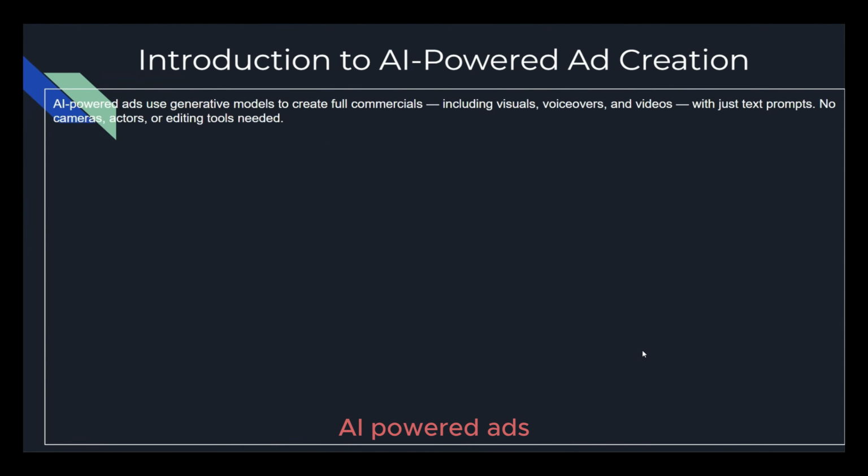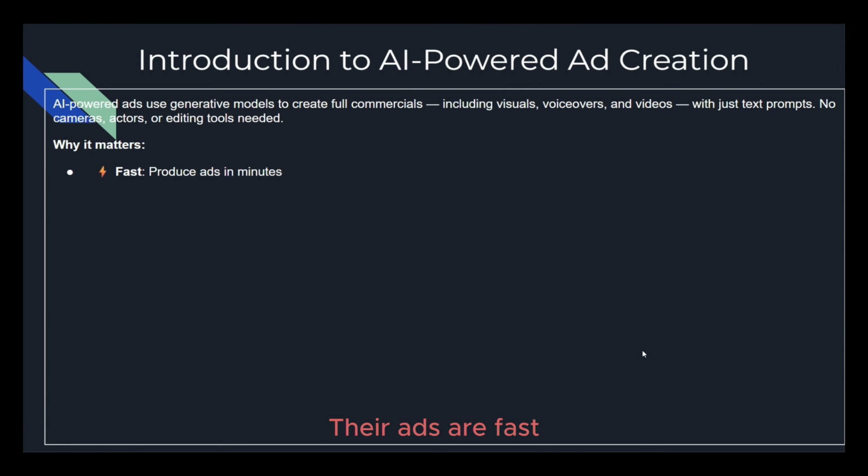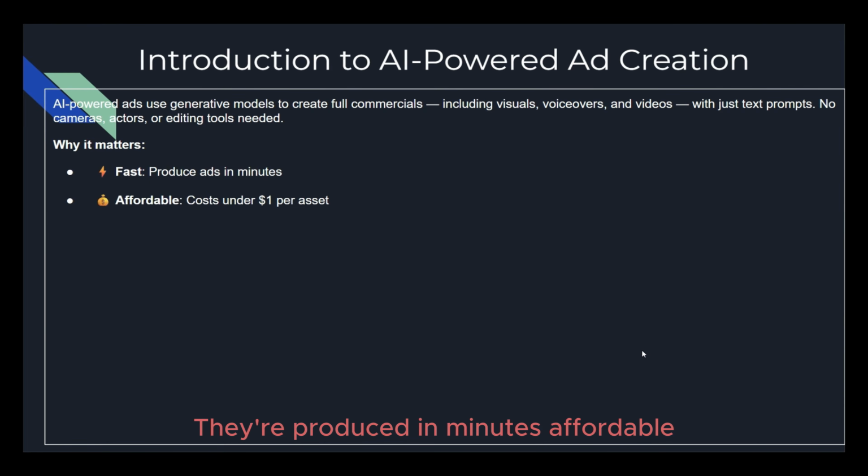second ad. AI-powered ads use generative models to create full commercials, including visuals, voiceovers, and videos with just text prompts, no camera, actors, or editing tools needed. Why it matters? These ads are fast. They're produced in minutes. Affordable.